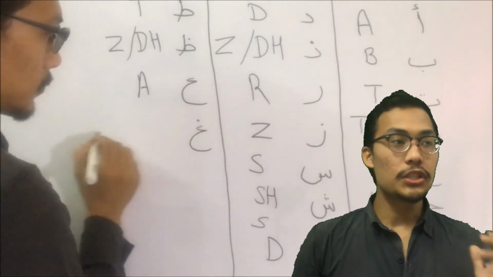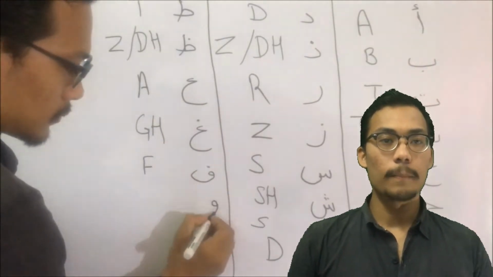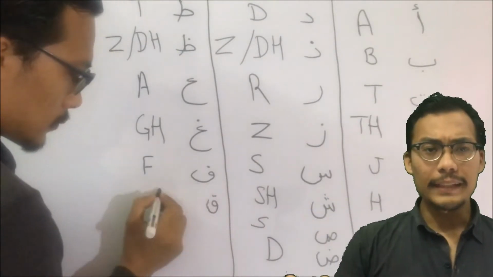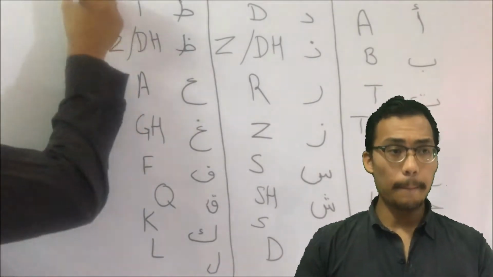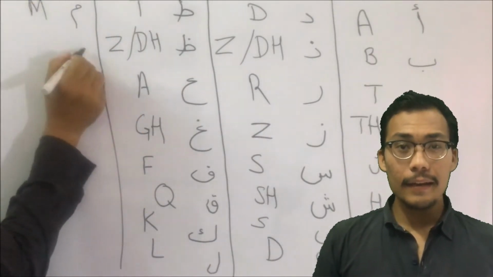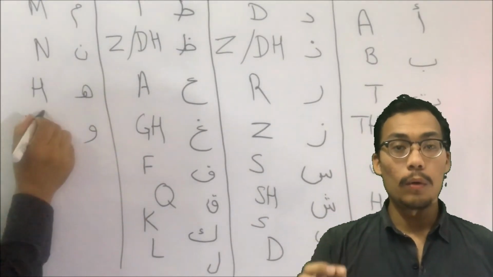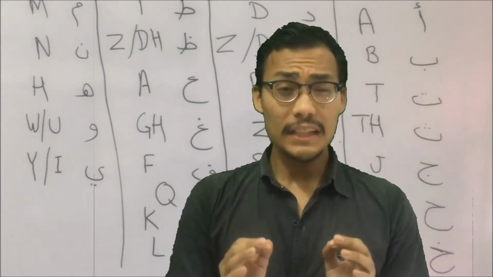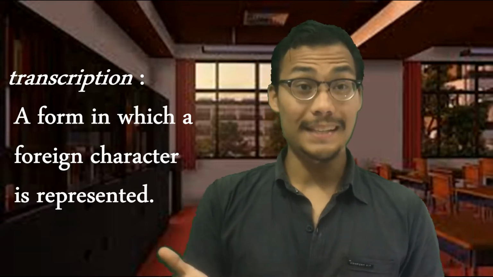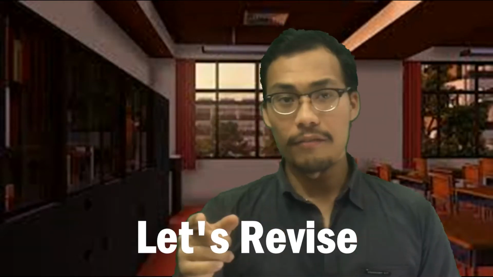Ghain, Gh. Fa, F. Qaf, Q. Kaf, K. Lam, L. Mim, M. Noon, N. Ha, again H here. Waw, W or U. Ya, Y or I. Transcription is very helpful for beginners because it allows you to speak the language without actually knowing how to read the script. Okay, let's revise.